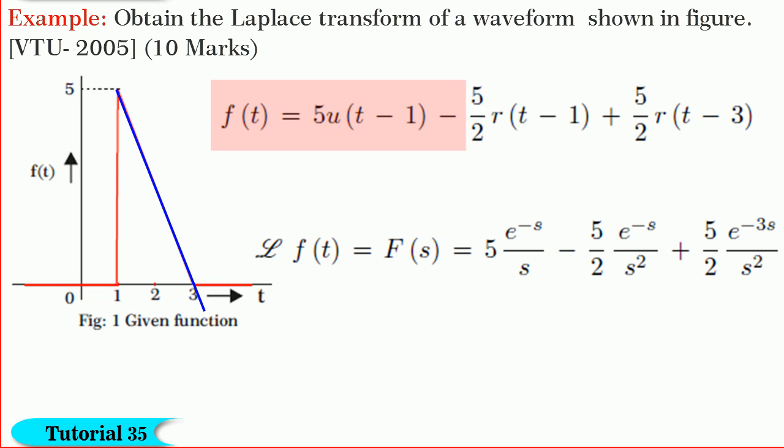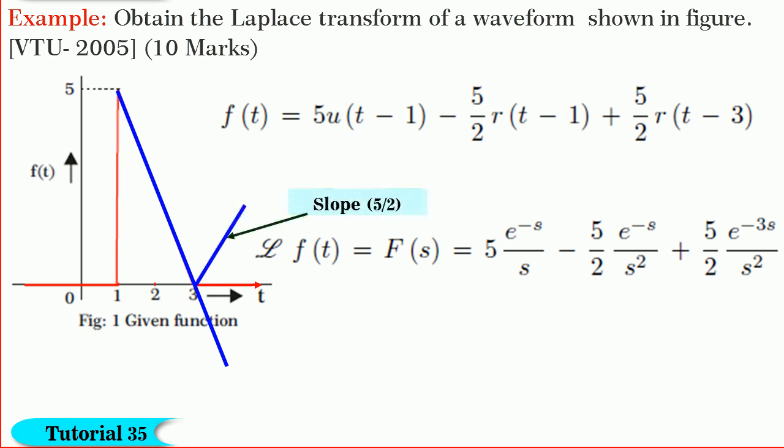By adding it to f1, we get f of t is equal to 5 into u of t minus 1 minus 5 divided by 2 into r of t minus 1. If we do so, the waveform proceeds further down with a slope of minus 5 by 2 units, crossing at t is equal to 3 seconds. Note that. So, to turn the direction and to make it proceed along the x-axis, we have to add a positive ramp of the same slope of 5 by 2 units at t is equal to 3 seconds. So, f3 of t is equal to 5 by 2 r of t minus 3.